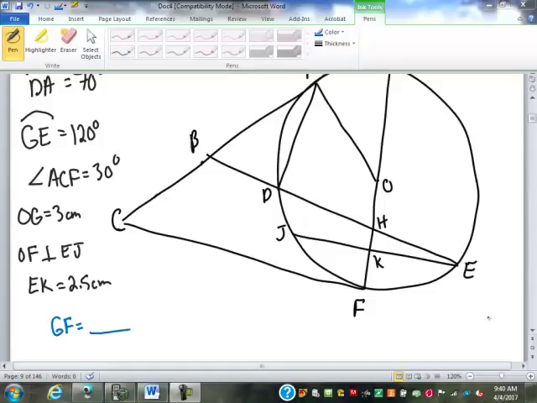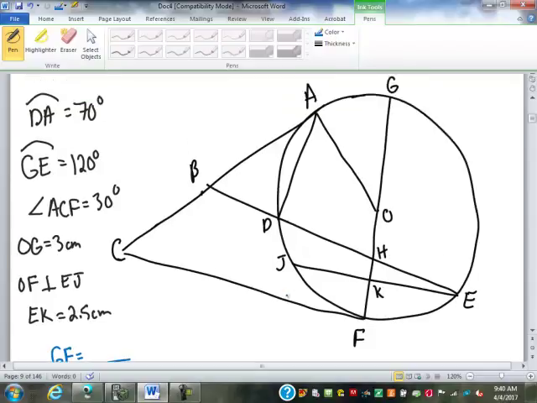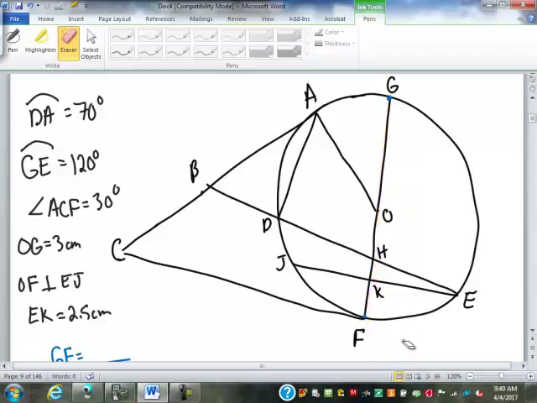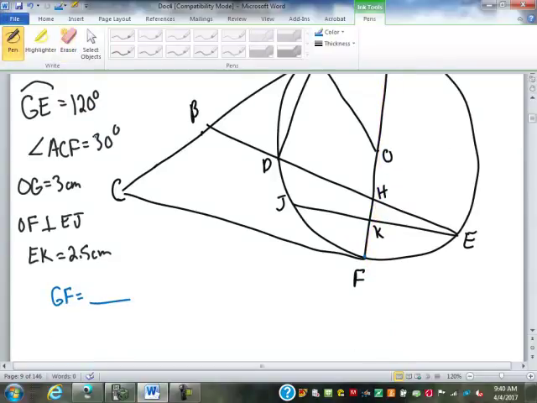So for this one that's been up here, how would I find the length of GF? GF goes from here to here. You know, that is the radius. Yeah, O is the center. You know, that's 3, so GF has to be, careful, GF has to be 6, double that. No, GF is 6.